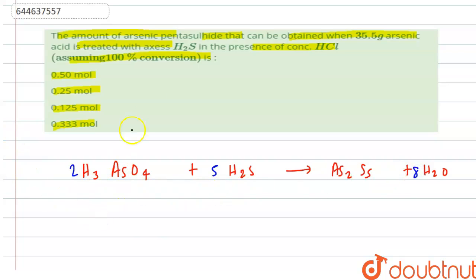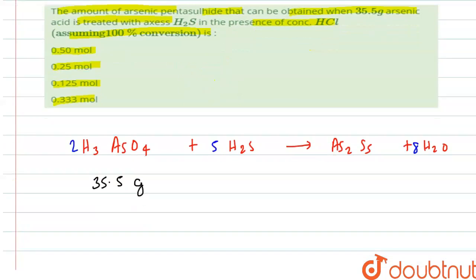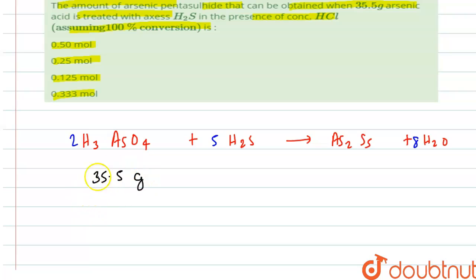Now, we have been given the weight of arsenic acid as 35.5 gram, and H2S is taken in excess. That means an excess amount of H2S is present. So our task is to find the number of moles of arsenic acid. We know the molecular mass of arsenic acid, that is H3AsO4, comes out equal to 142 gram per mole.